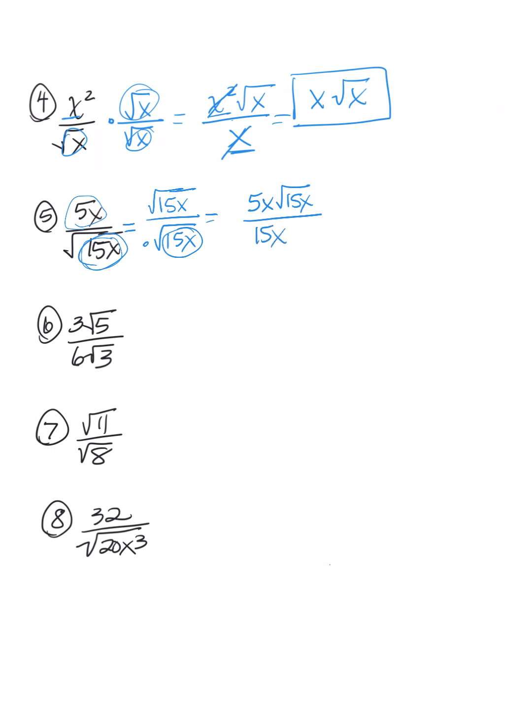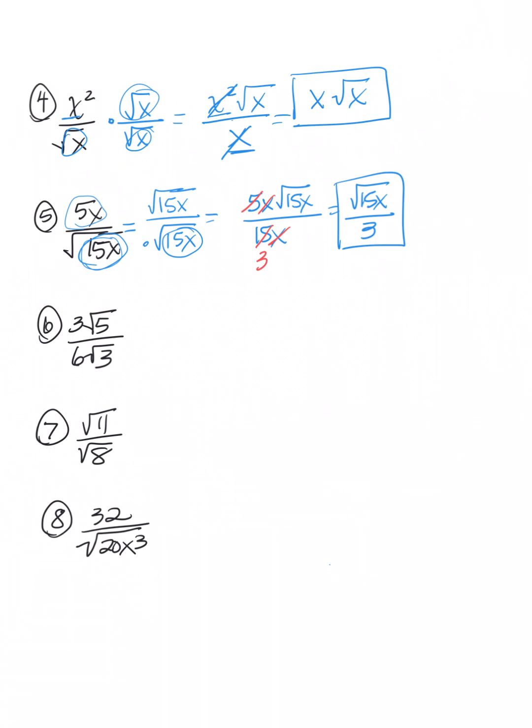Now that 15x is outside the radical, and I can do some canceling. That 5 goes into this 15 three times, and these x's will cancel out. So now my final answer will be 15x, square root of 15x over 3. Look at number 6.